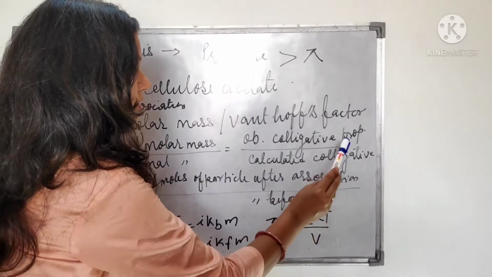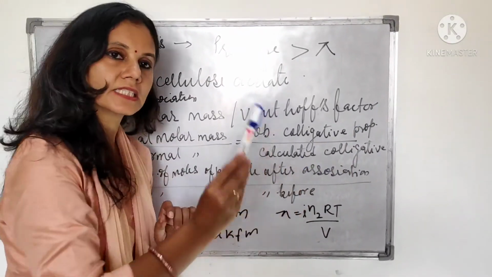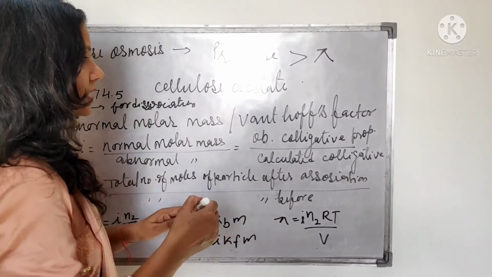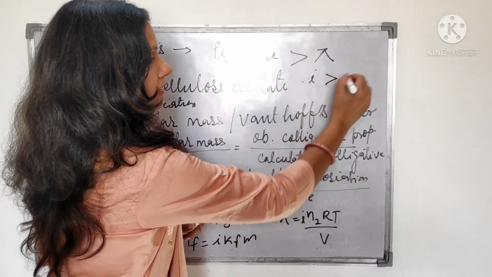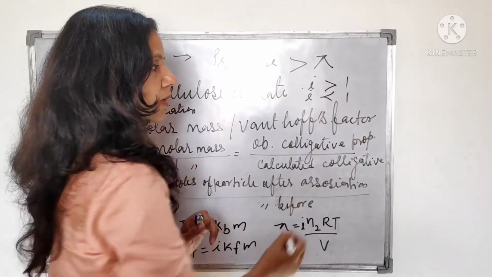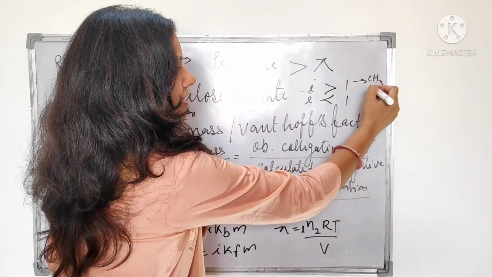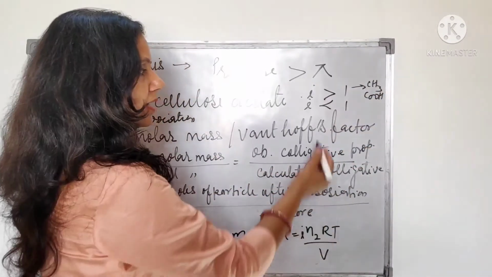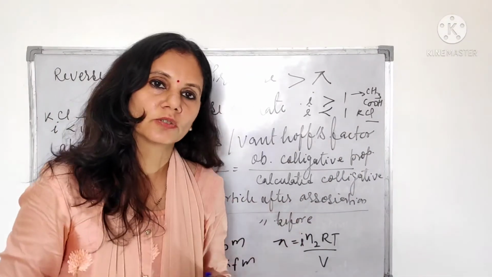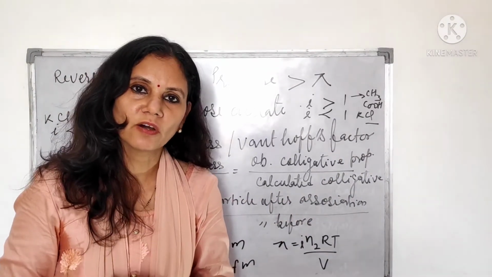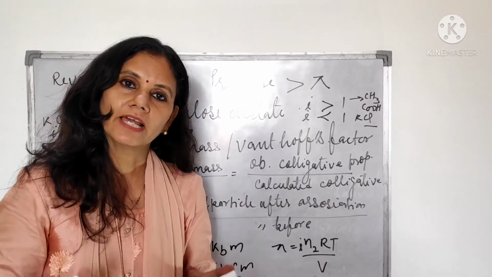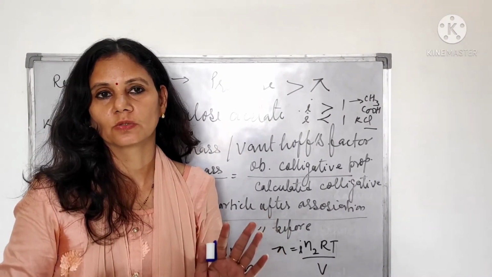After association, acetic acid forms a dimer and its mass is doubling. So for association, i is always less than 1, for dissociation, i is greater than 1. For acetic acid it will be lesser than 1, and for KCl it will be greater than 1. And when there is no association or dissociation, then it will be 1 only. So we assume that in colligative properties the i value is 1, meaning there is no association and dissociation.